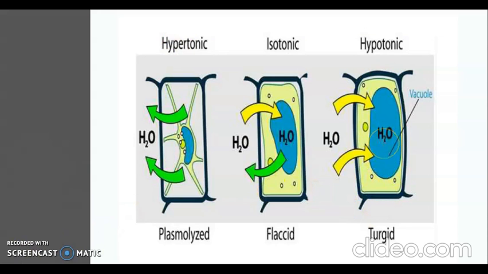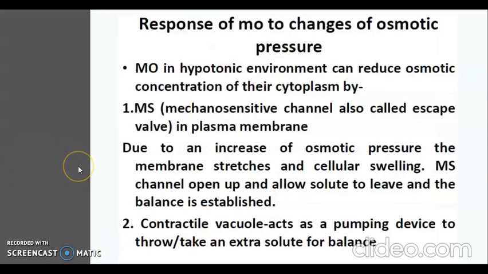That is, the water will enter and cause the cell to burst, whereas in isotonic condition, the solution contains equal concentration of impermeable solutes on either side of the membrane, and so the cell neither swells nor shrinks and remains flaccid. So now let's see how the microorganisms respond to such changes of osmotic pressure. When placed in a hypotonic environment, the bursting is prevented by various mechanisms adopted by the microorganism to reduce the osmotic concentration within the bacterial cell.